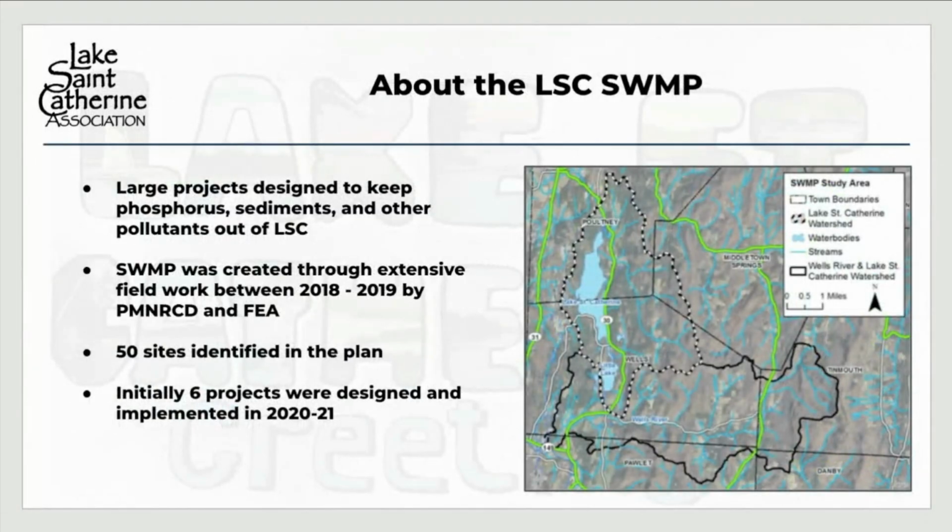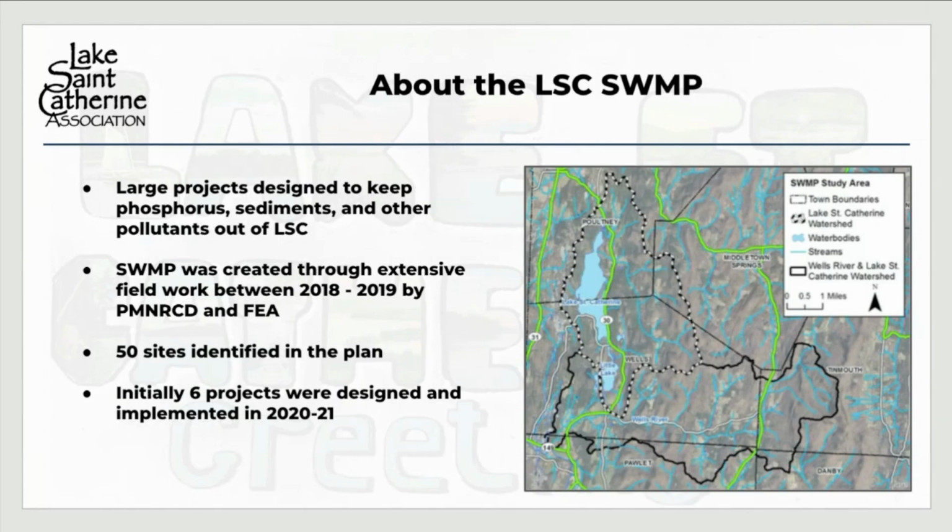So the Stormwater Master Plan is large projects designed to keep phosphorus, sediments and pollutants out of Lake St. Catherine. Some folks were part of the Lake Watershed Action Plan meeting that we had a couple of weeks ago. That also looks to do those same things, but also focuses on the watershed and a huge study of the watershed. We just released the draft of that, which is on our website. So please take a look at that. It's getting submitted at the end of the month, so we'd love everybody to take a look at that and send any comments they may have before we send it in.